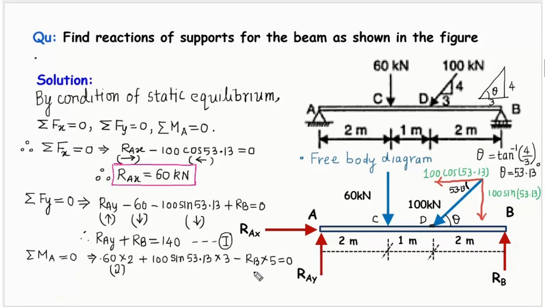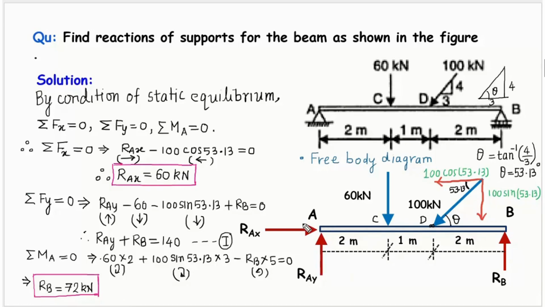So if you now see here, we have only one variable, RB, so you can find the value of RB from here. This was clockwise moment and this is anti-clockwise moment, that is why I have taken negative. So now in this equation we have only one variable, that is RB, so we can find the value of RB from here. We'll calculate this value and divide by 5. So if you solve this and find the value of RB, it is going to be 72 kilonewtons. Simple calculation, friends.